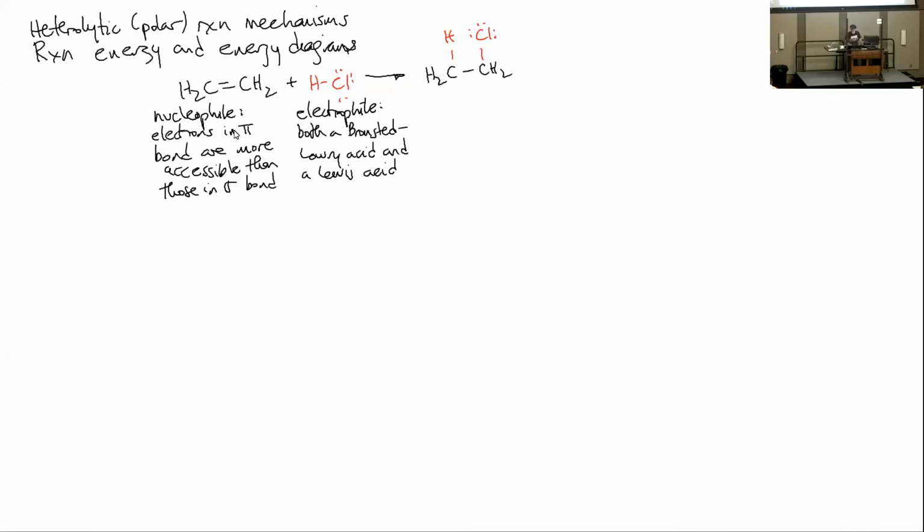our nucleophile, as our Lewis base. And the way we know that is because there's a pi bond here, and pi electrons are more available to move and form a bond elsewhere than sigma electrons, other things being equal.